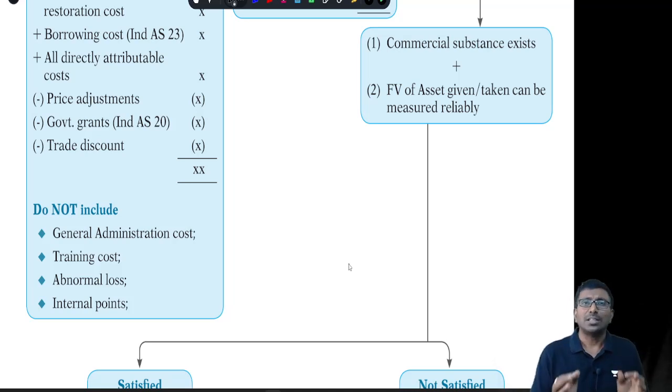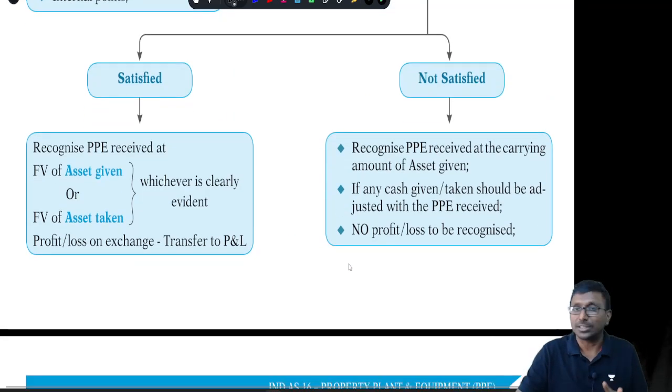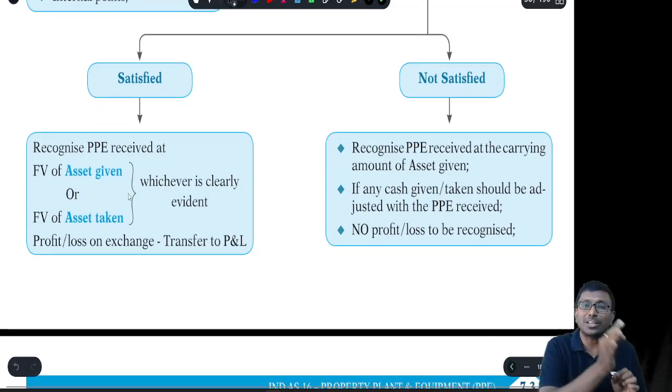In simple words, look at the items which are getting exchanged. I am giving asset A, I am taking asset B. These assets should not be similar or the same. If assets are similar, then the condition does not satisfy. Second condition: fair market value of the asset given or fair market value of the asset taken should be measured reliably. Now you must be knowing the fair market value of the given asset or of what you have got. If you satisfy both the conditions, yes, we will be following fair market value accounting.